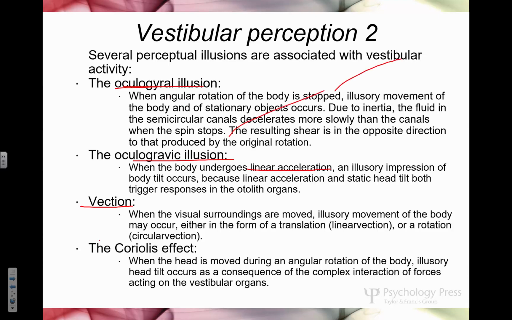Now there's my mouse. There's also the Coriolis effect. If your head is moved while you're doing an angular rotation of the body, you feel like your head tilt is occurring. This is what they will often do to folks if they're trying to make sure you can go into space and not vomit. They'll put you in one of those chairs and spin you around and see what happens.